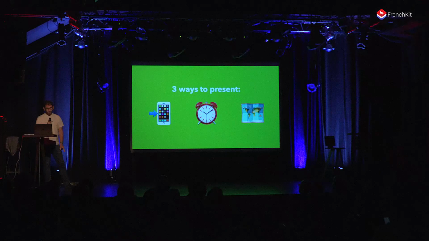So we have 3 ways to present notifications on a user device. It can be push notifications through APNS. It can be scheduled notifications. You can schedule for an explicit date or specify an amount of time in the code. And you can also trigger notifications depending on the location of the user.